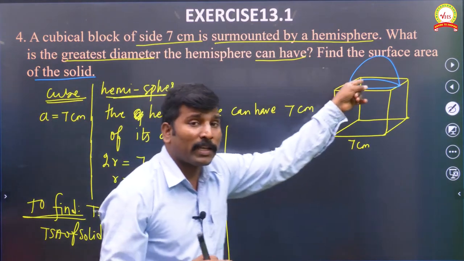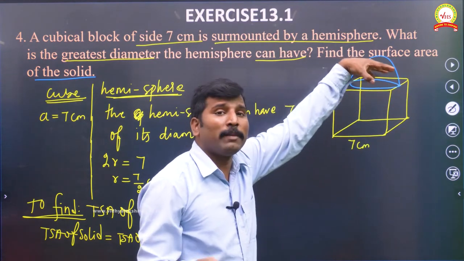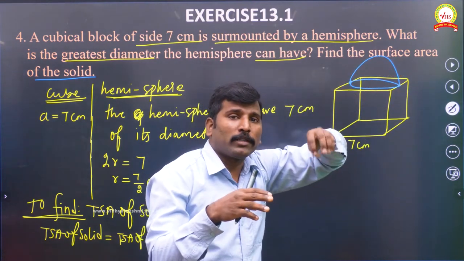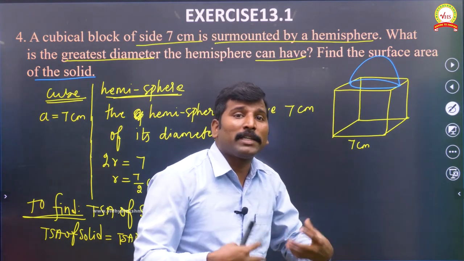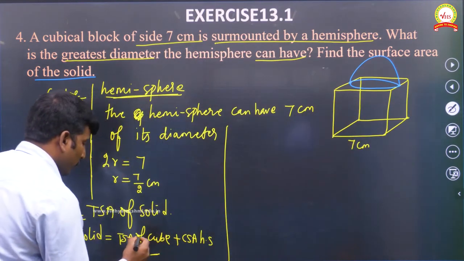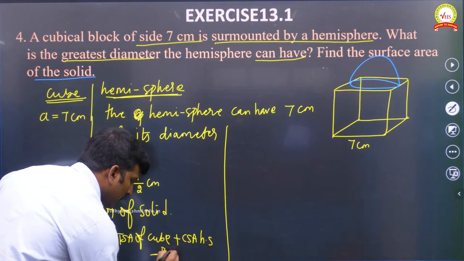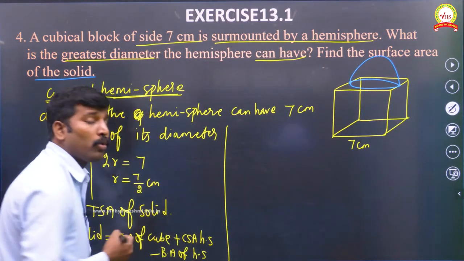Because the hemisphere is hiding some part of the cube, the hemisphere is placed on the cube and hides a bit of it. So how much part is it hiding? The base area of the hemisphere. Okay, so here I am subtracting the base area of the hemisphere, I want to remove it.